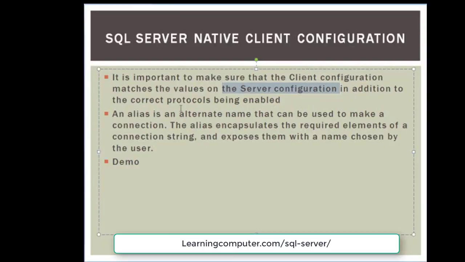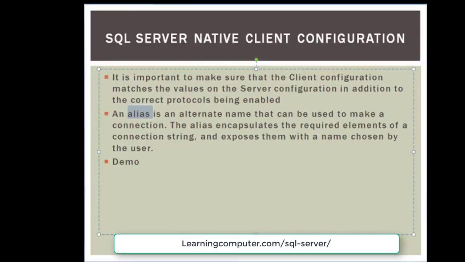And one last thing is the alias. This is an alternate name that can be used to make a connection. The alias encapsulates the required elements of a connection string and exposes them with a name chosen by the user. So here's an example. Let's say you do not want to use an IP address. You can set up an alias, and when the client looks for that alias, they shall be able to connect to your SQL Server.